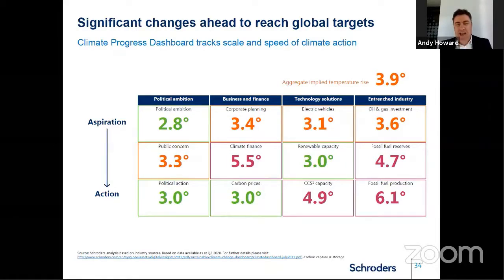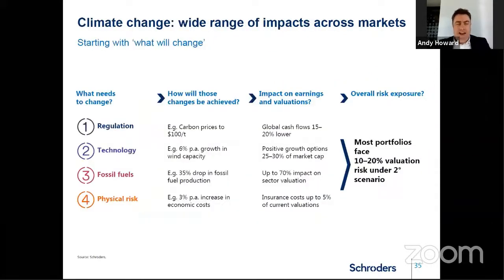When do we start to see the potential risks of climate change begin to crystallize as financial risks? If we flip to the next slide, that's in many ways the easy bit. The tricky bit is working out what are the implications of that transition for the value of investments.